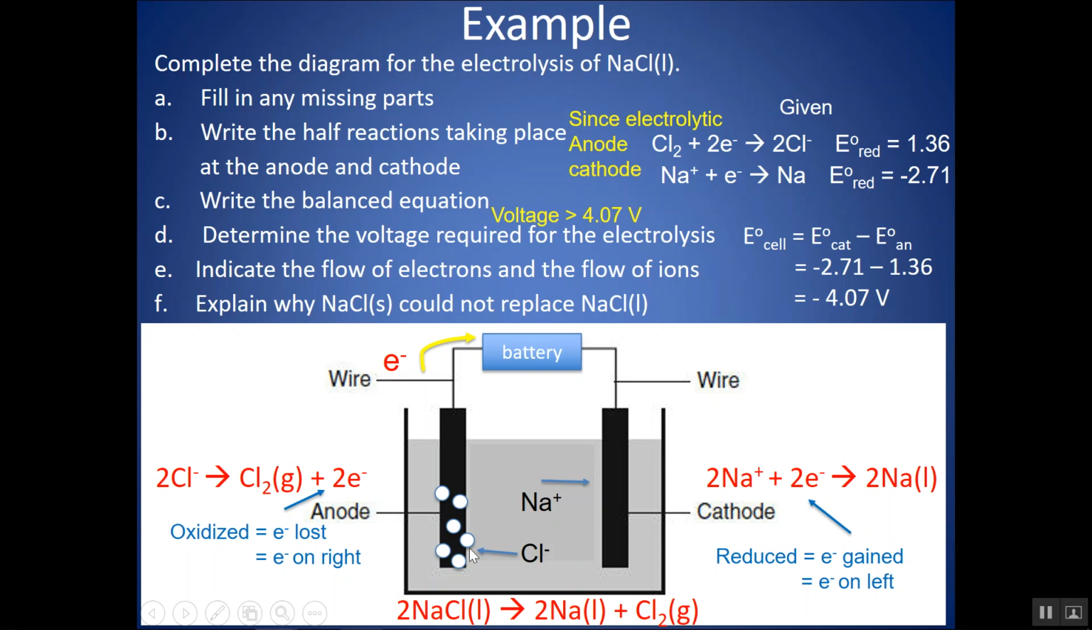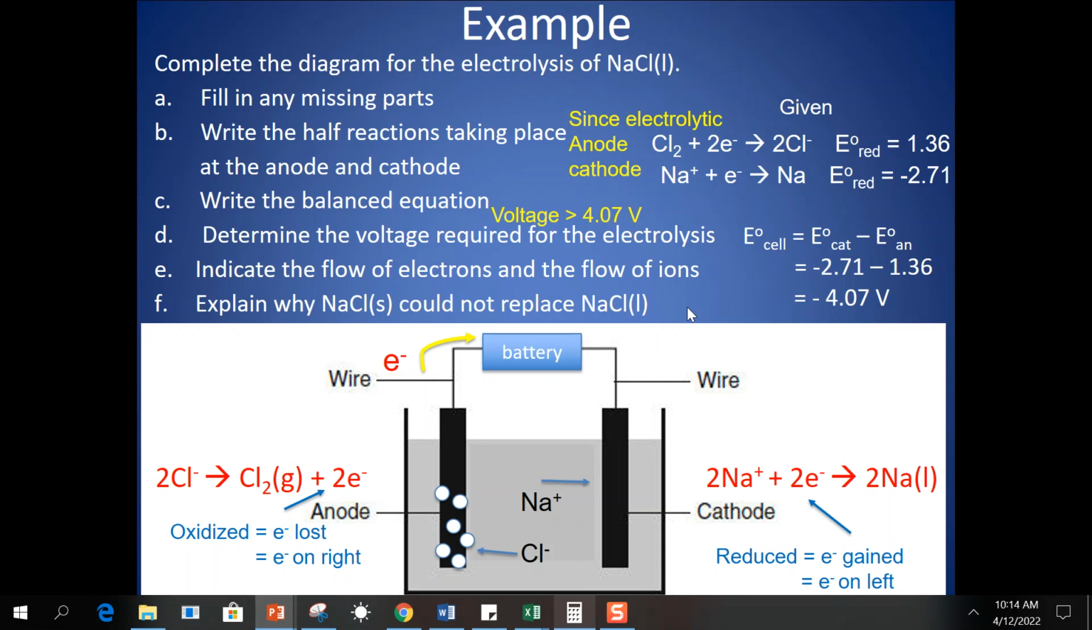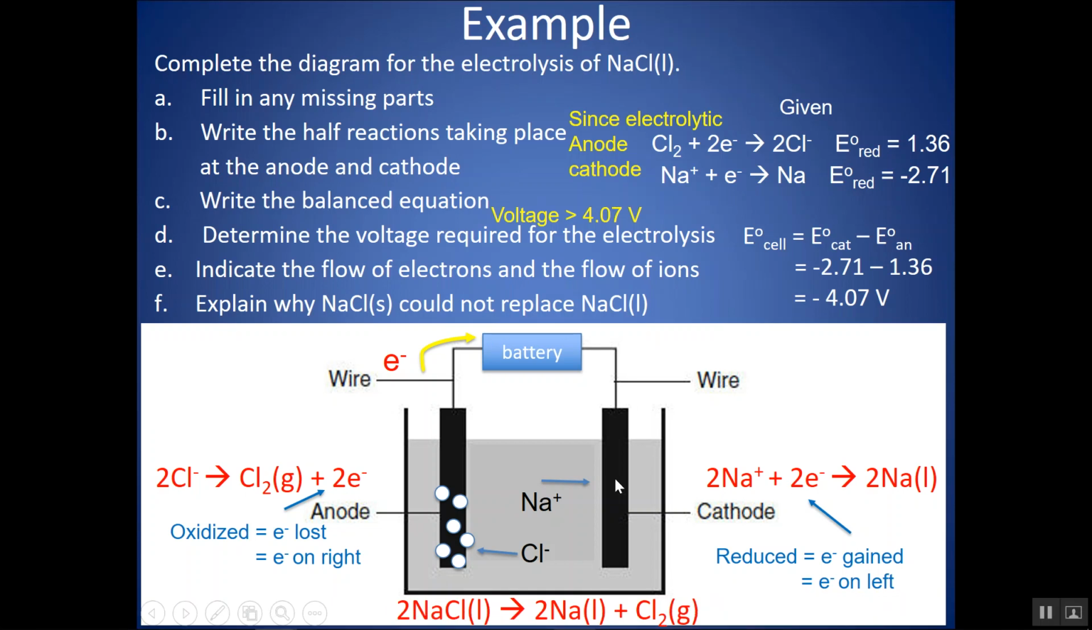And notice you still have this flow of ions, and if you're thinking about a circuit, your negative electrons are going this way, your negative ion is coming back this way. So you still are completing the circuit without actually needing a salt bridge.